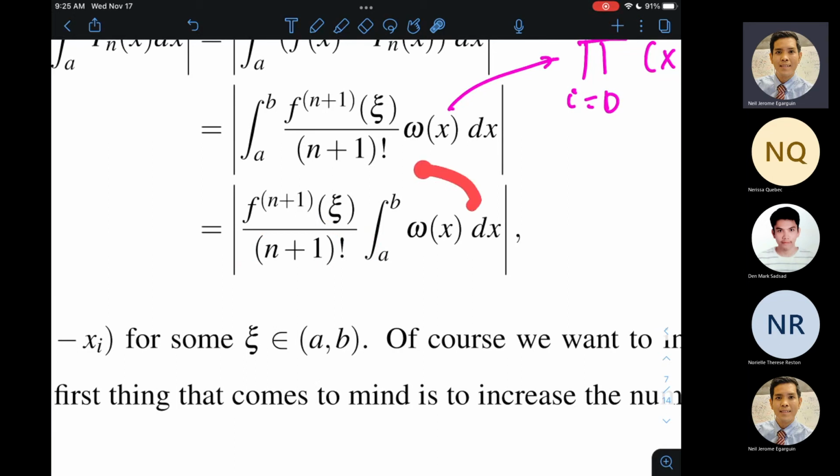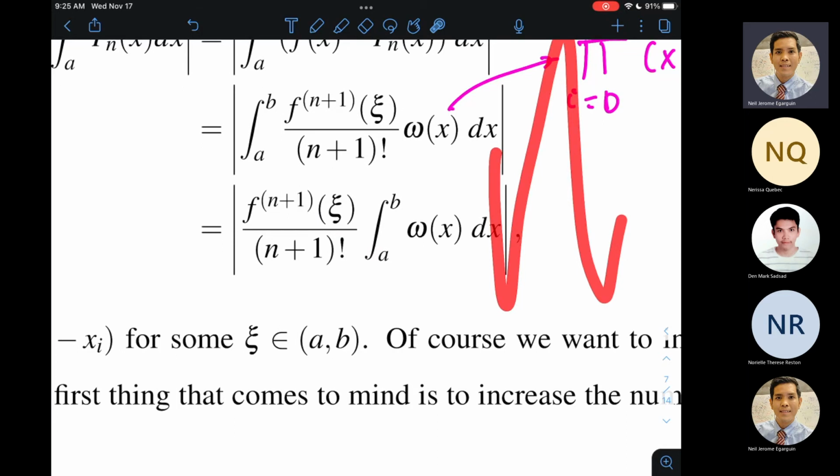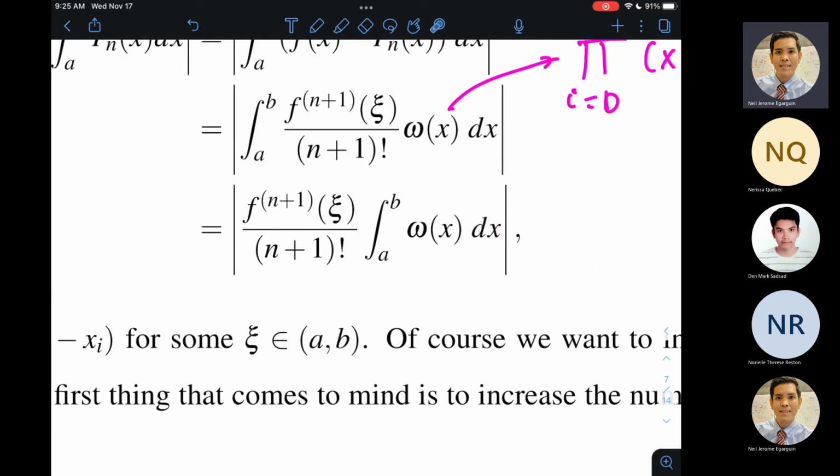Pero ang i-avoid natin ay yung blow up ng integral na to, which might happen if we have the Runge phenomenon at hand, kung saan lumalaki yung oscillations near the endpoints of the interpolation or the interpolatory interval, baka lumaki or mag-blow up yung value ng derivative ng integral na to na hindi kayang i-contain n plus 1 factorial yung masyado niyang paglaki. Alright? Now, if increasing the number of points will not work, then we need to devise some other ways.